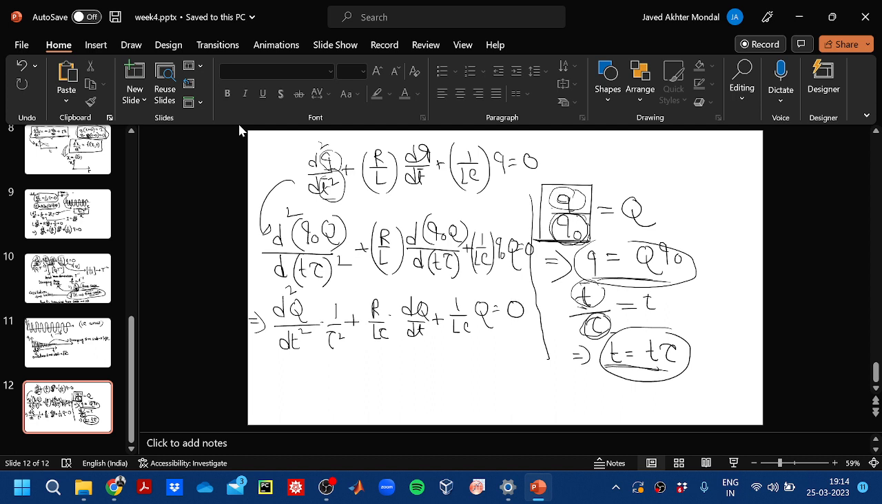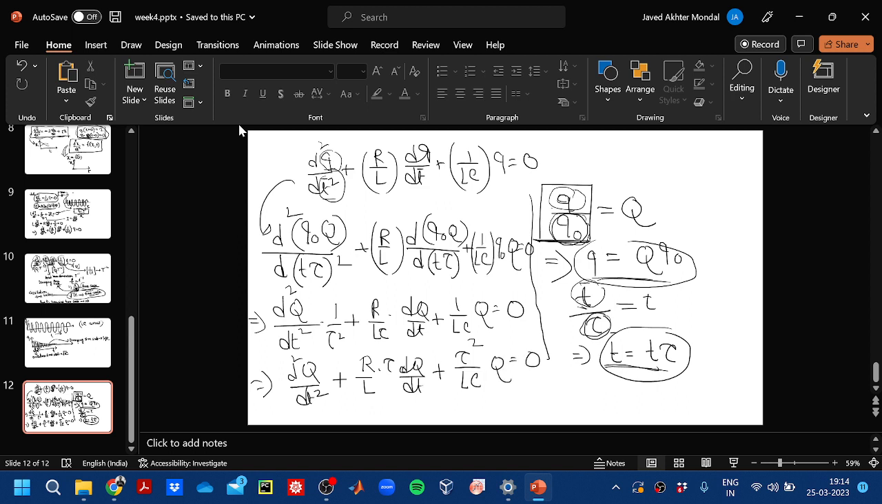So if we multiply with tau square, then we will get d2q dt square plus r tau by l into dq dt plus tau square by lc into q.